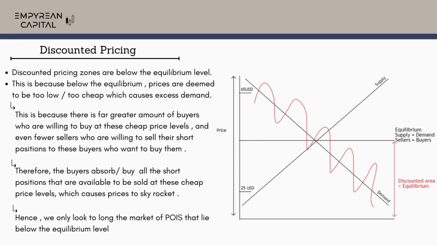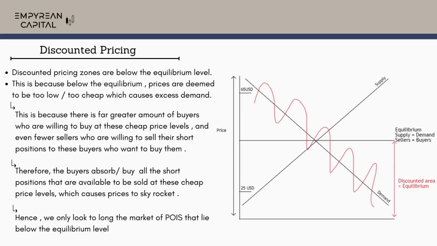So when prices get cheaper, demand increases, but supply falls, because obviously we have a lot of buyers who want to buy at cheaper prices, but even fewer sellers who want to sell their short positions at lower prices, because the sellers profit the most when selling at higher prices, and the buyers profit the most when buying at the lowest possible prices.